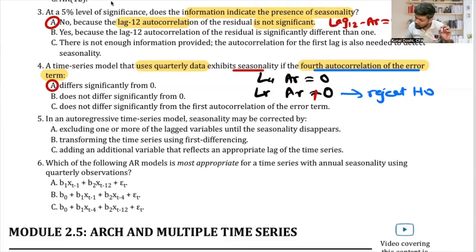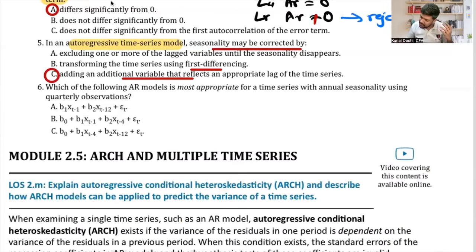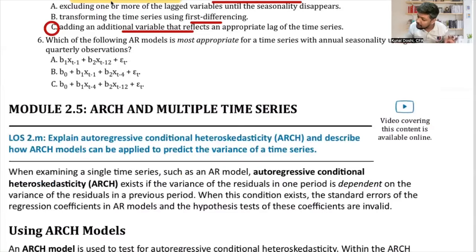Next, in the autoregressive time series model, which we just saw, seasonality may be corrected. How do we correct the seasonality? By adding the seasonal lag. Not by transforming the time series into first differencing, that is what we do for random walk with the problem of unit root. Here we add an additional variable that reflects the appropriate lag. Easy.